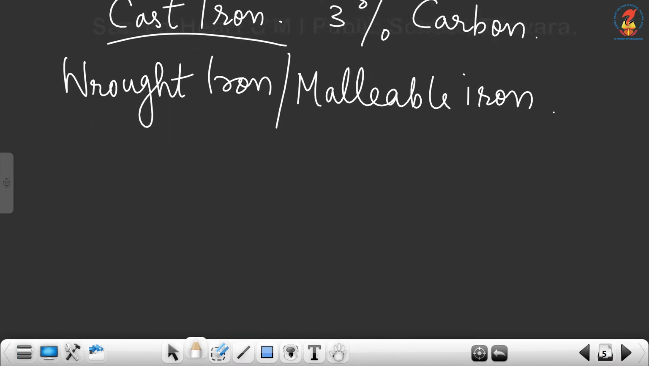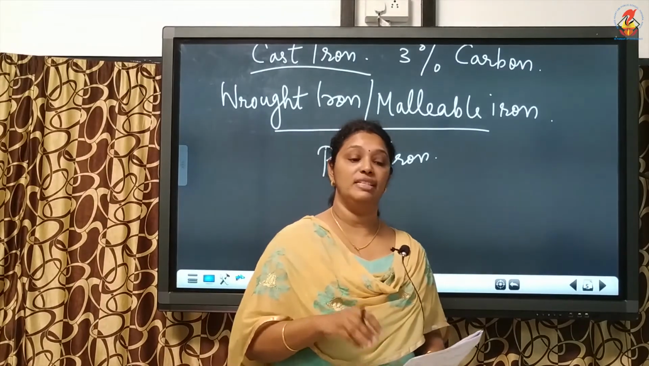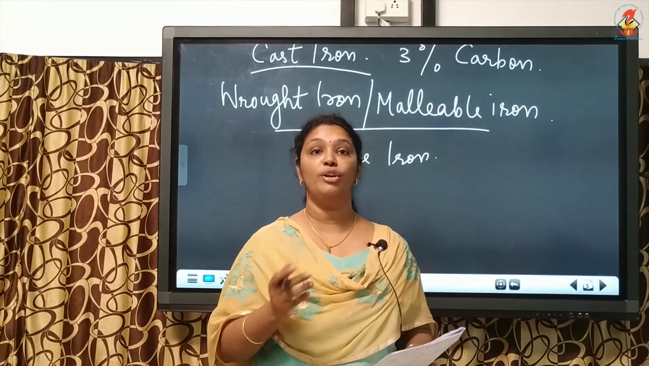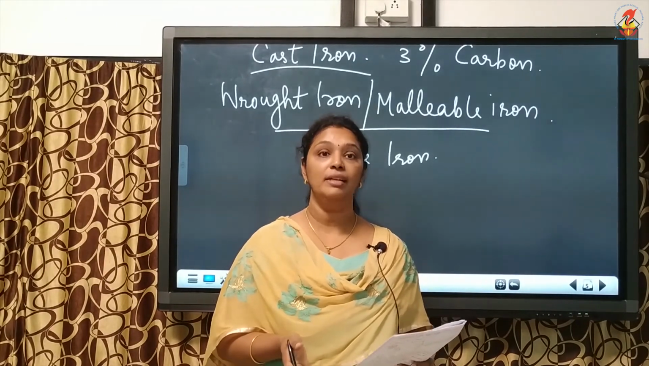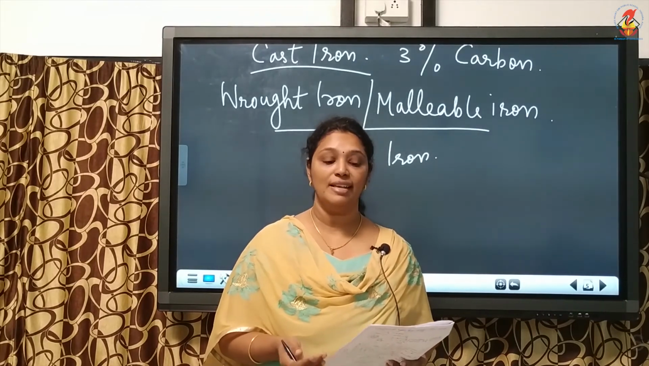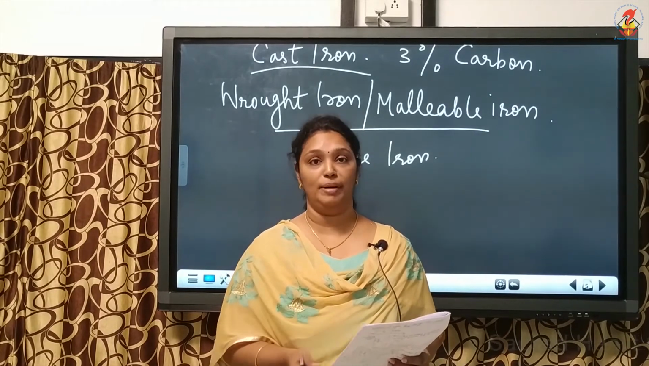Wrought iron or malleable iron is the purest form of iron. Means the carbon content in wrought iron is very less. Now, how is wrought iron prepared? Wrought iron is prepared from cast iron by oxidizing impurities in a reverberatory furnace lined with hematite, and the hematite oxidizes carbon to carbon monoxide.